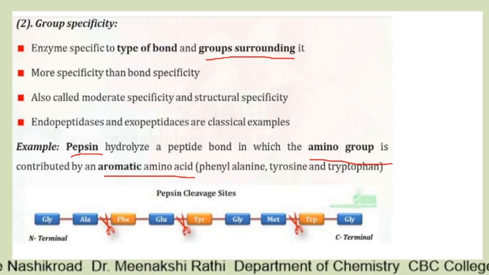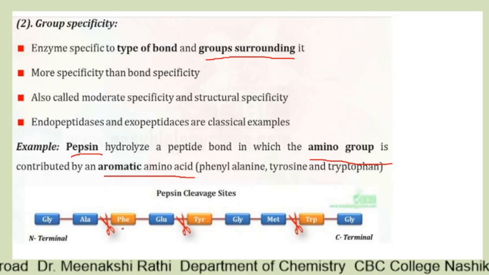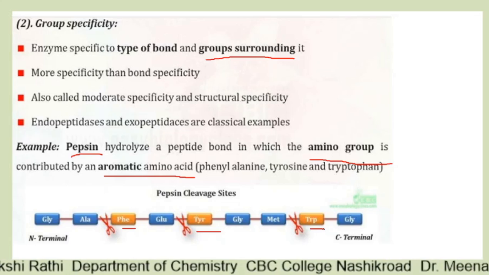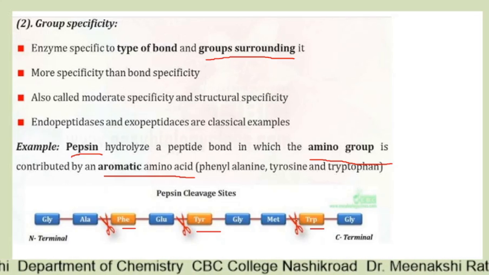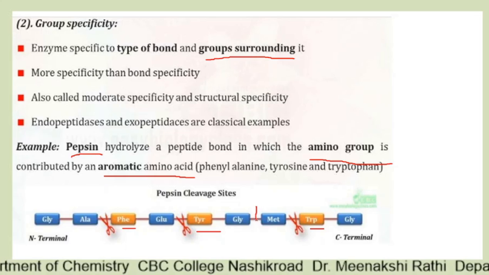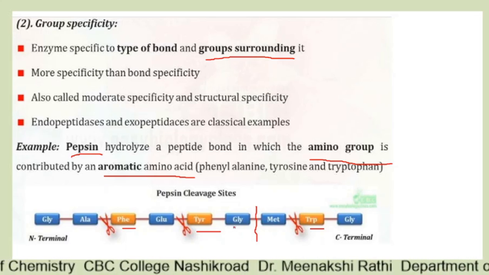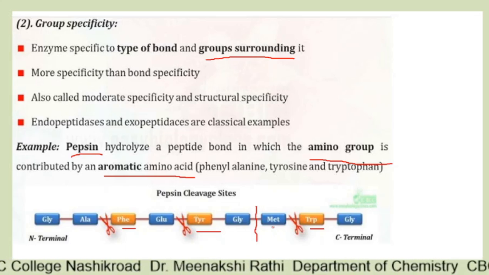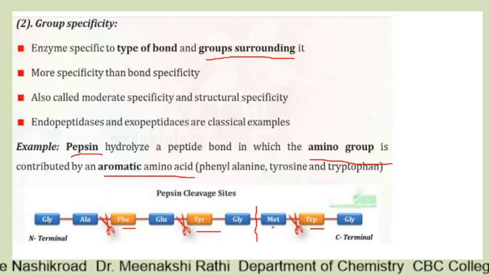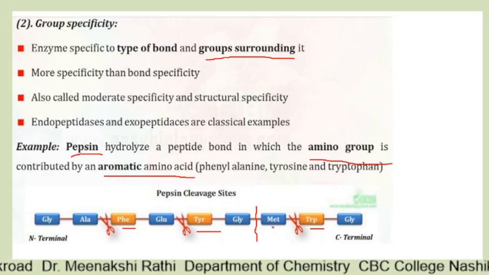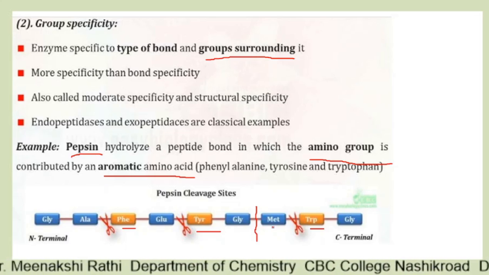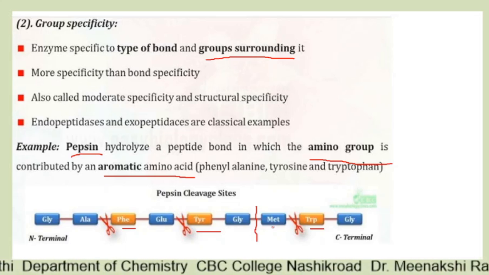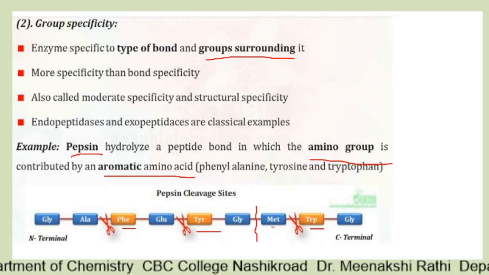You can see the picture of the scissors. It is near phenylalanine, tyrosine and tryptophan because these are aromatic amino acids. Pepsin cannot cleave this bond because the bond is between glycine and methionine and both are not aromatic amino acids. So some enzymes are very specific about the groups, so that if an aromatic group is there, then only they can catalyze the reaction. Such specificity is called group specificity.